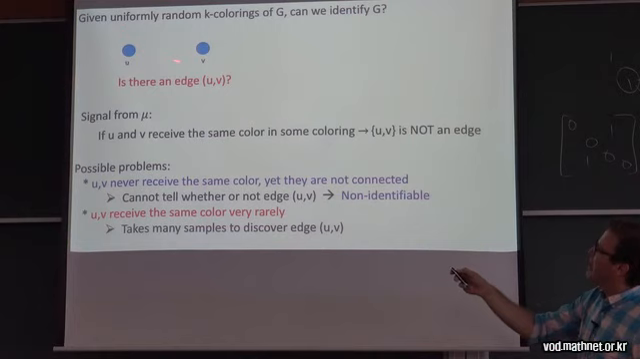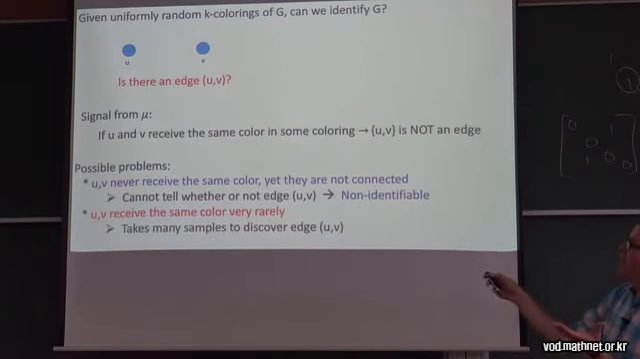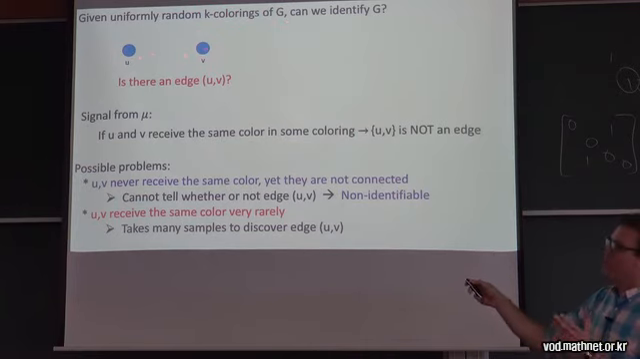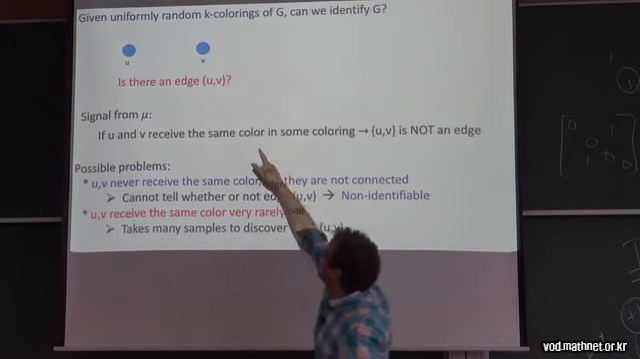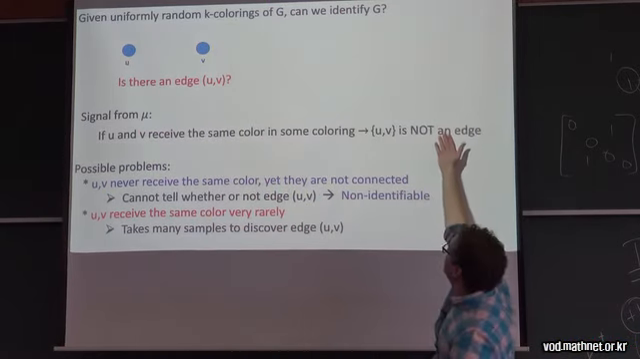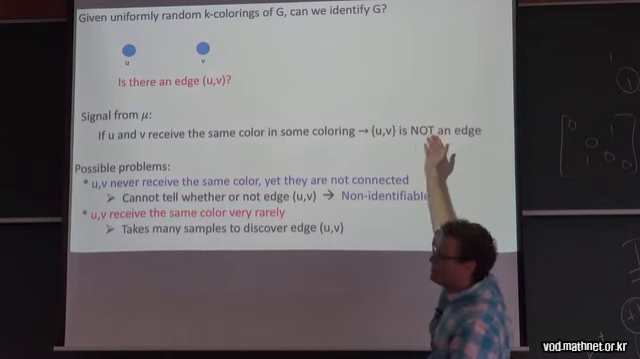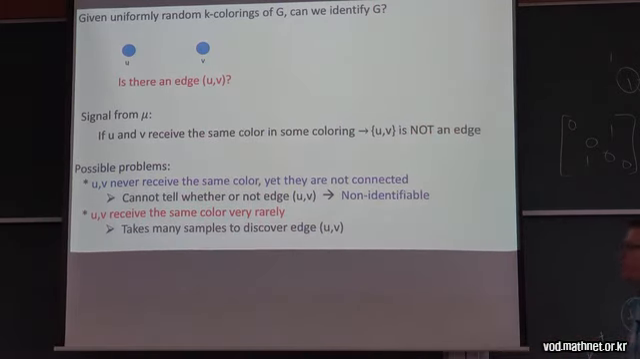I have a graph. I got a bunch of random k-colorings of this graph. I don't know the graph. I'm looking at a pair of vertices, u and v, and I want to say, is there an edge there or not? How do I figure out if there's an edge? Well, if there is a coloring where they get the same color, then I know there's not an edge. Otherwise, I'm going to say I think there's an edge. Because that's all I can do.